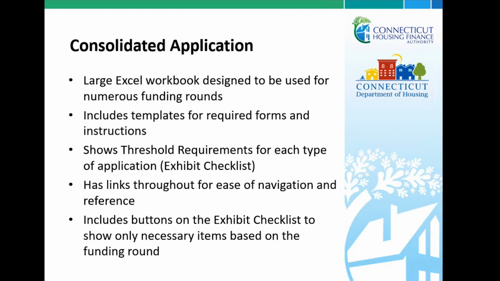Next. All right, now we'll go a little bit over the consolidated application. Most of you have used it. It's a large Excel workbook, and it is the same application for all the various rounds that we have here. It includes templates, forms, and instructions, and each round has some threshold requirements, and that's part of the exhibit checklist. It has links for ease of navigation and reference, and it includes buttons on the exhibit checklist to show only the items pertaining to your funding round.